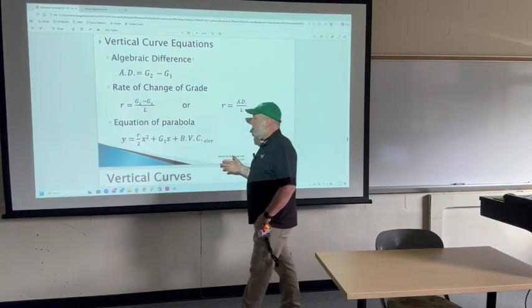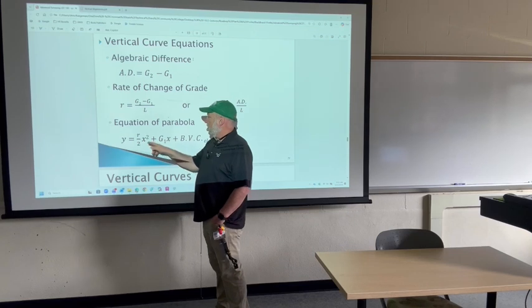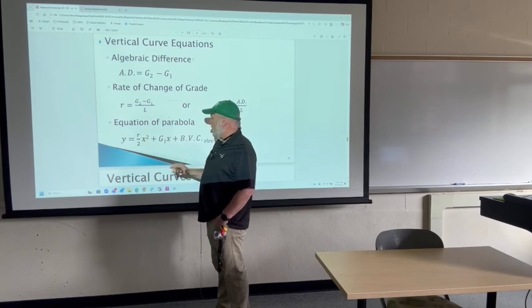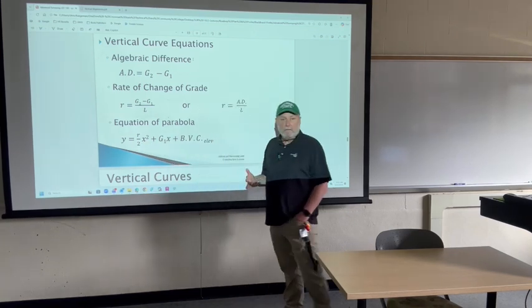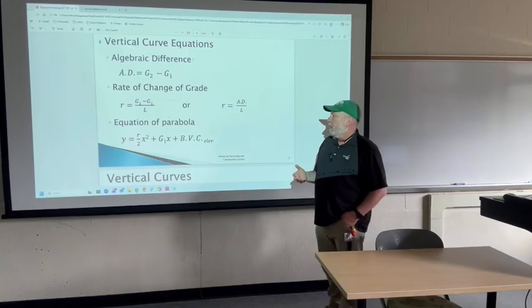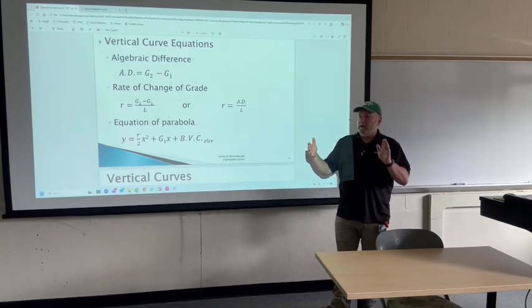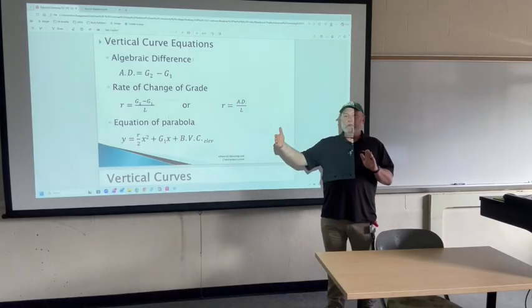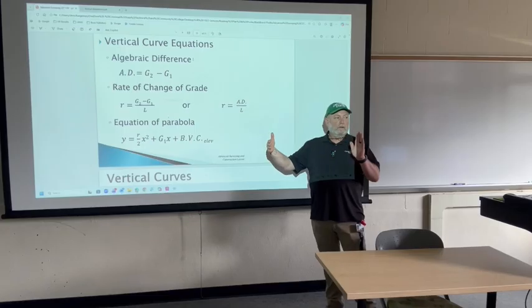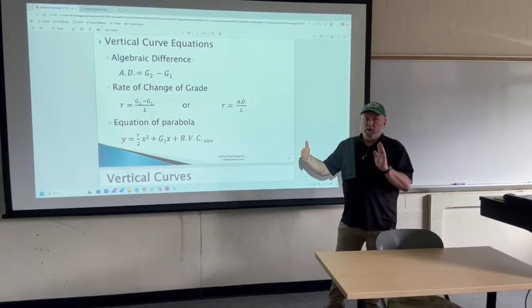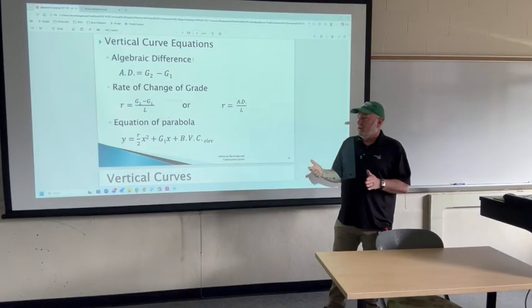So what is the x? The x and the x squared and the x here are the same value. That is the horizontal distance of the station you want to go to from the beginning of the vertical curve station. So the difference between those stations is going to be your x.